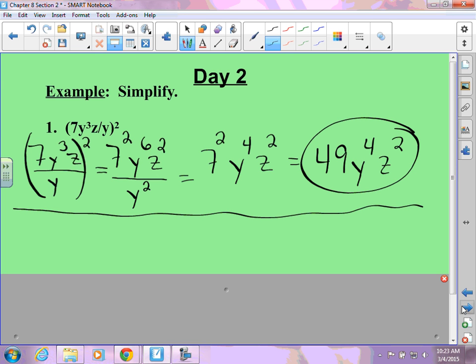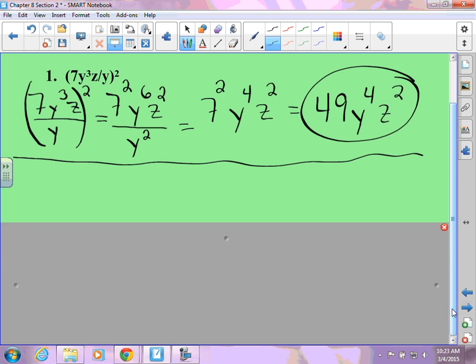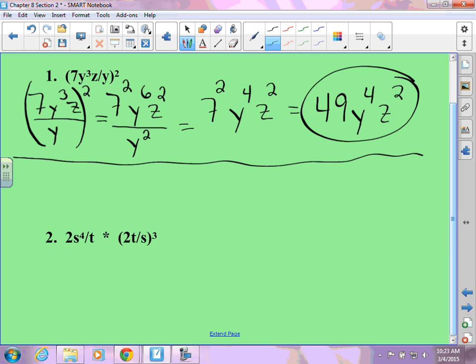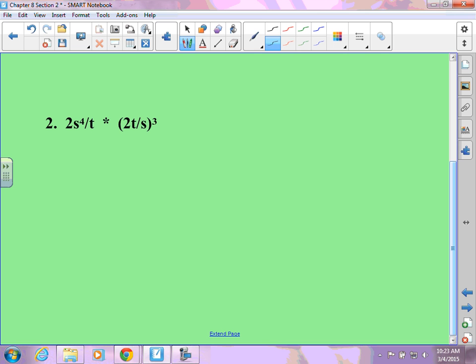This one looks super scary, but it's not, okay? I'm going to rewrite it as 2s to the 4th over t times 2t over s, and that whole thing is cubed. When we do fractions, we're going to work across. We're not going to move up and down. Just makes it a little bit easier.